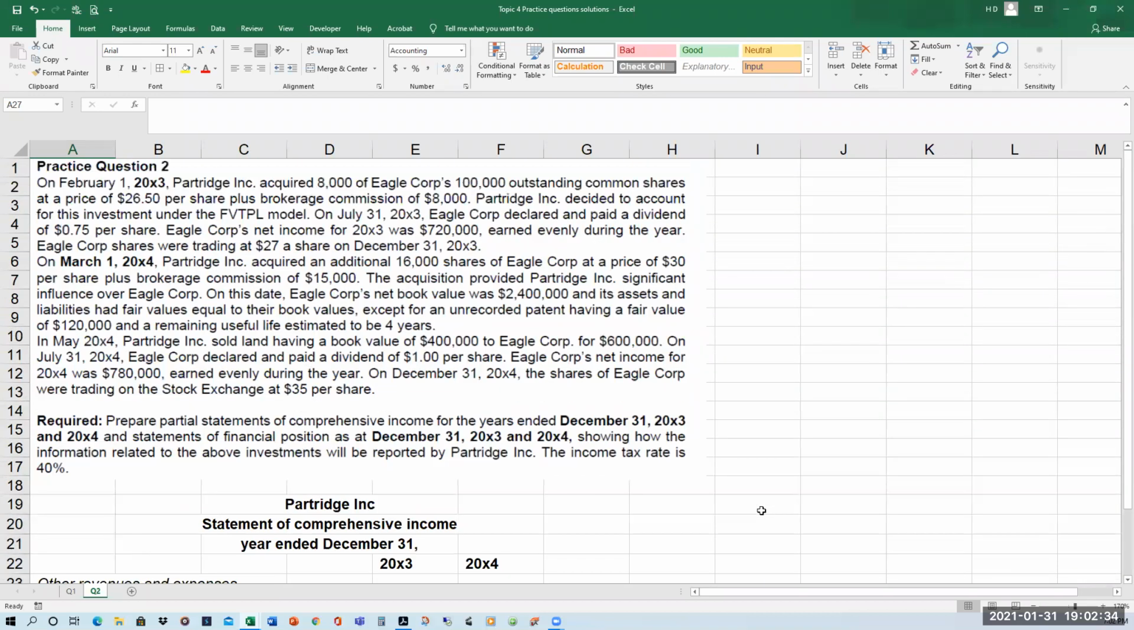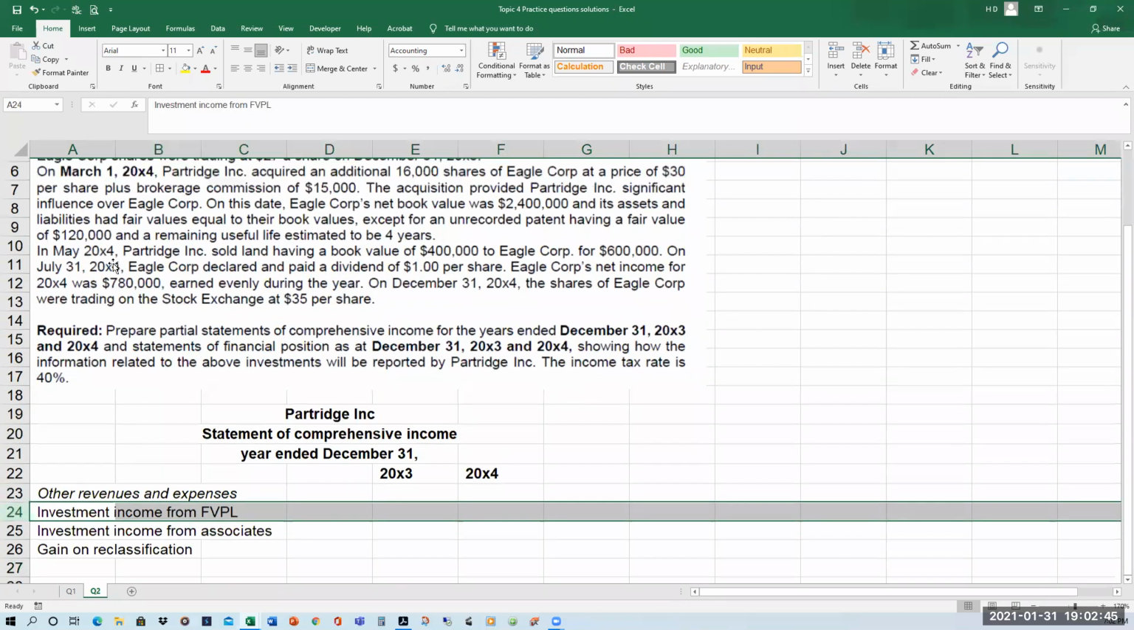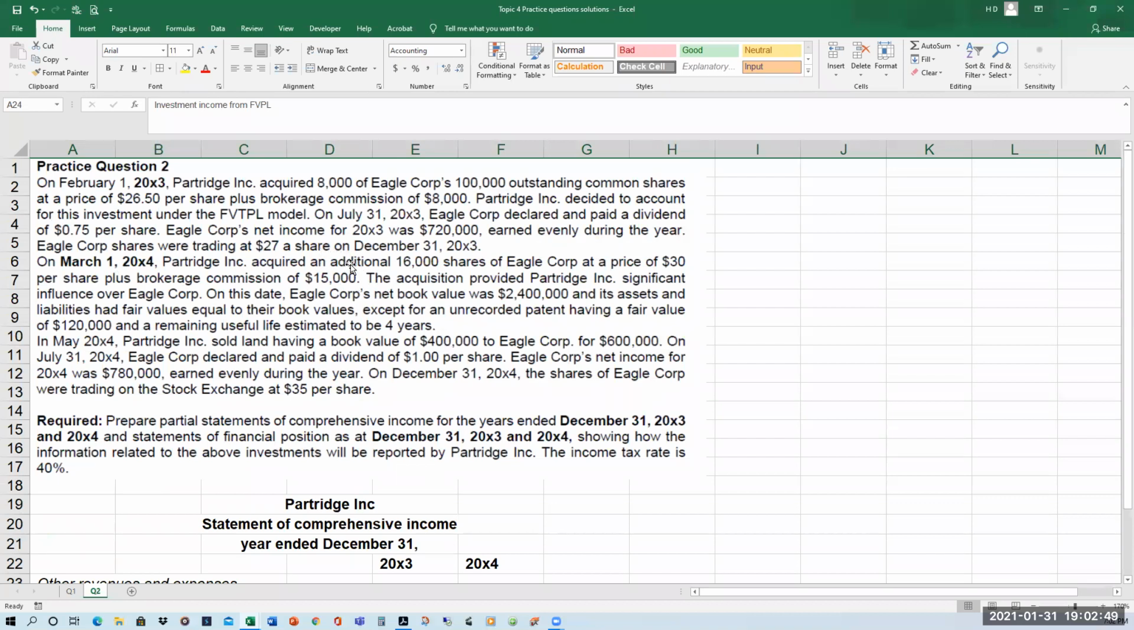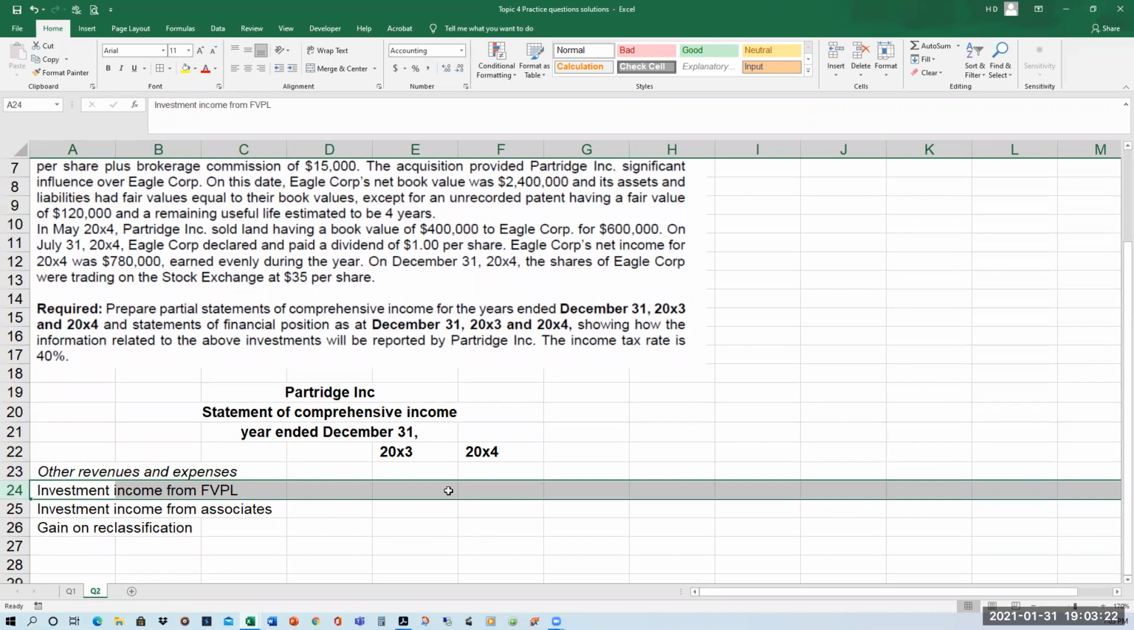So sometimes it helps to have a big picture view here. What's really going to happen? Well, for 2003, we will be reporting the investment income from FVPL. On March 1st, when the reporting model changes from FVPL to the equity method, we are going to report a reclassification gain. And we know it's going to be a gain because on December 31st, 2003, the stock price was $27, and as of March 1st, the stock price is $30. So that's an increase, and we know that will result in a gain, $3 a share. And then subsequent to March 1st, we will be reporting the investment income from associates. We don't know the amounts per se, but we at least need to know what to expect.